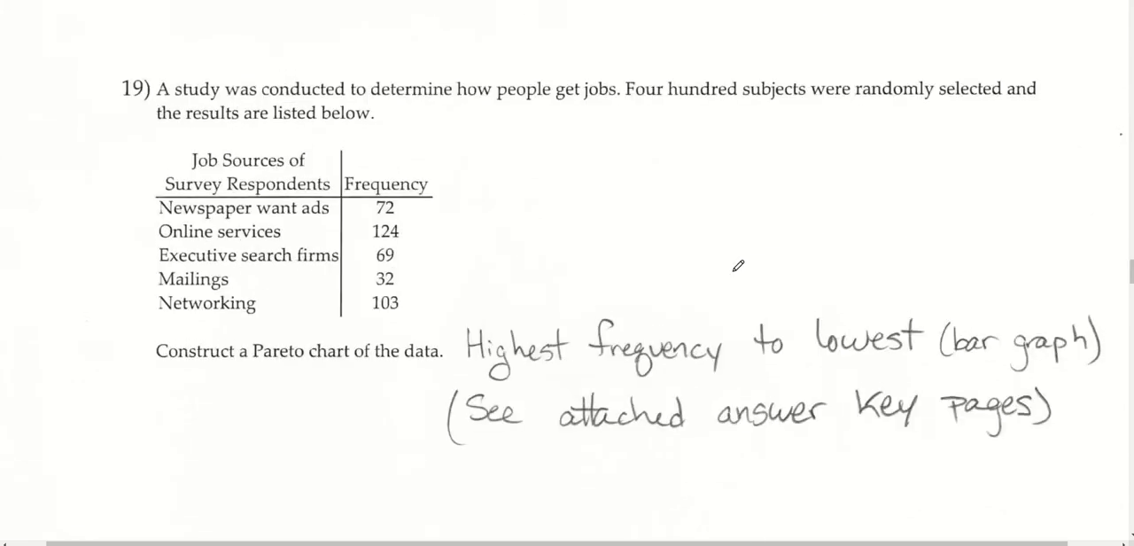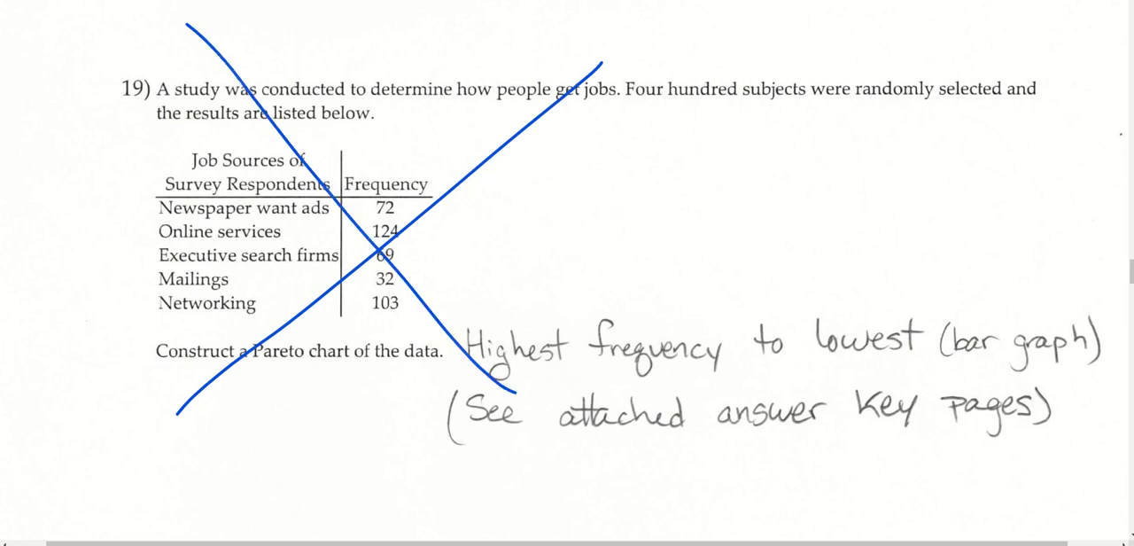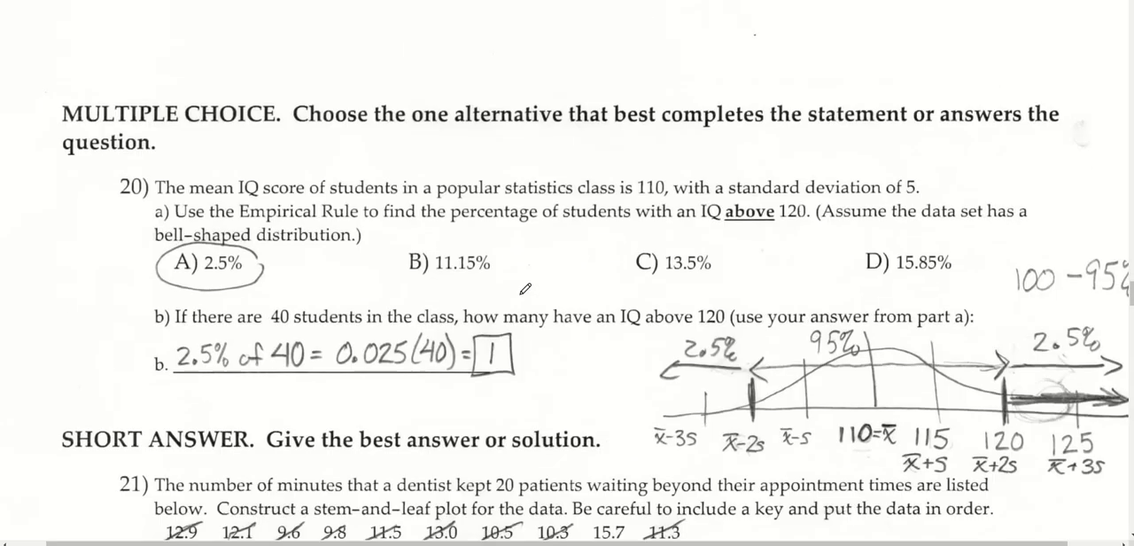One of the things that's not on the exam, something we're not going to really focus our time on, is going to be the Pareto chart information. So on the review sheet, you can totally disregard question 19.